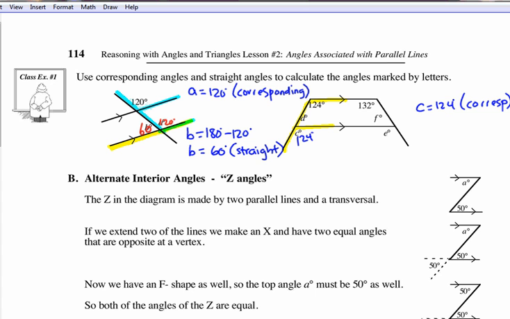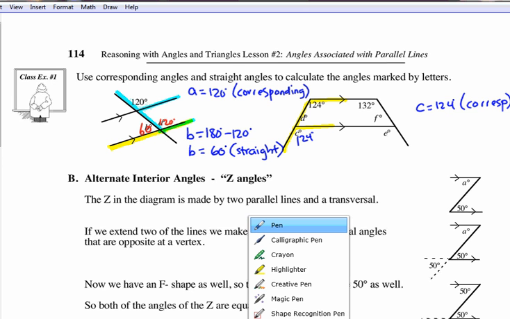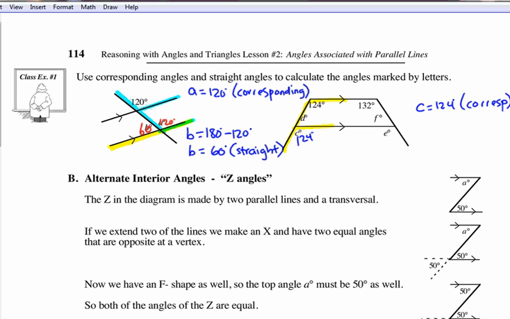There's another F. Remember, F's could be backwards. There's one here, and here. So 132 is equal to E. E is 132. Again, why? Because of corresponding. And now we need to get D and F. So let's start with D.